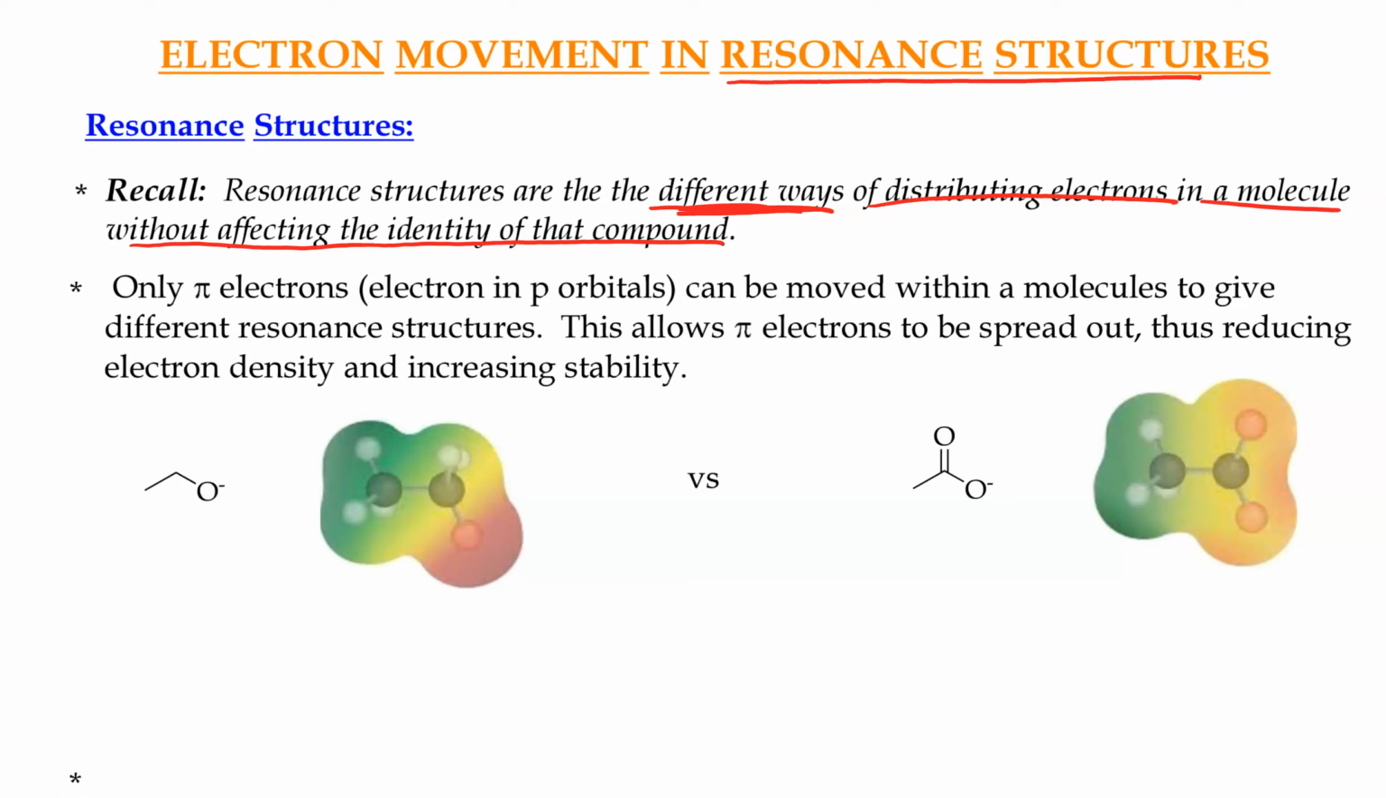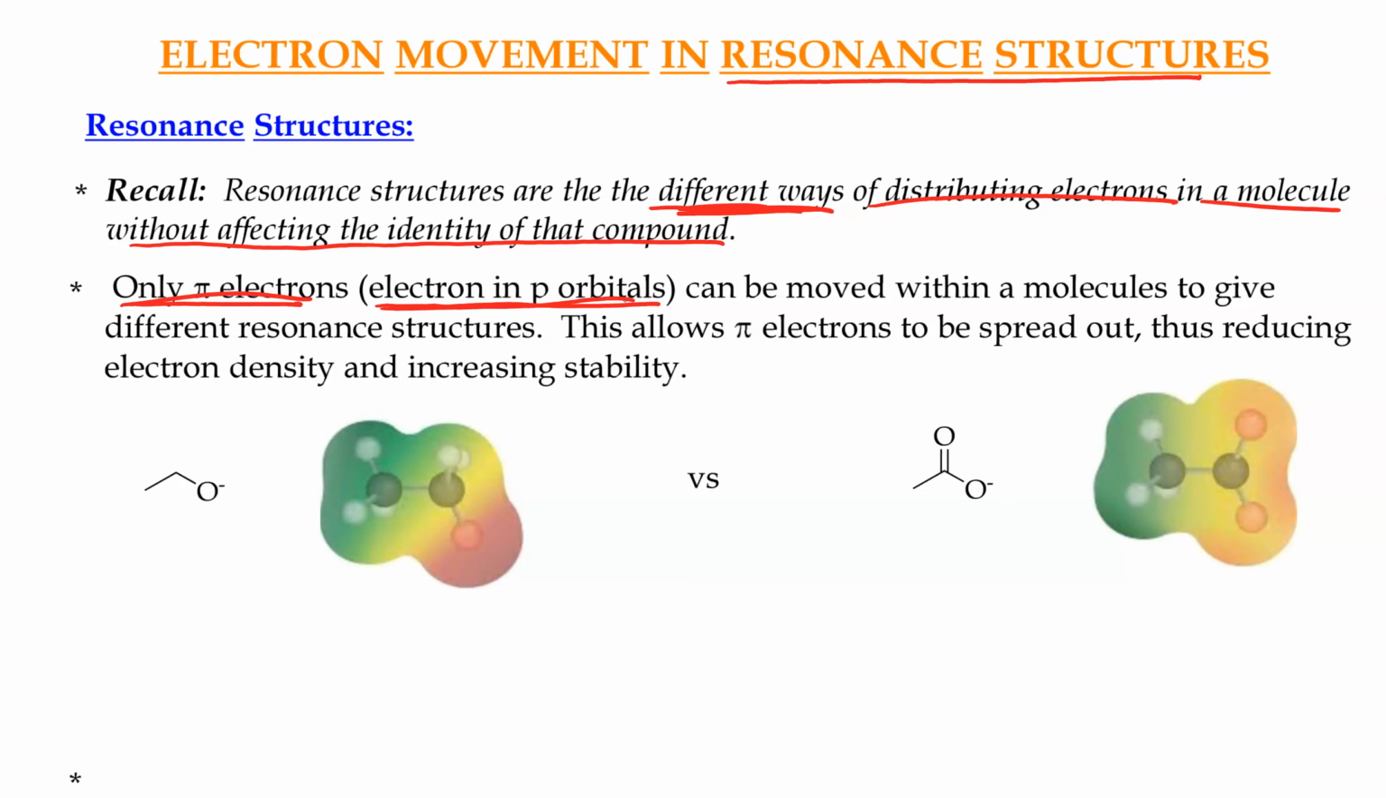But now, not all electrons can be moved in resonance structures. Only pi electrons, which are basically electrons in the p orbital, can be moved. So only this electron right here can be moved around to give rise to the different resonance structures. Moving any other types of electrons will break bonds, and that will not be considered a resonance structure anymore.